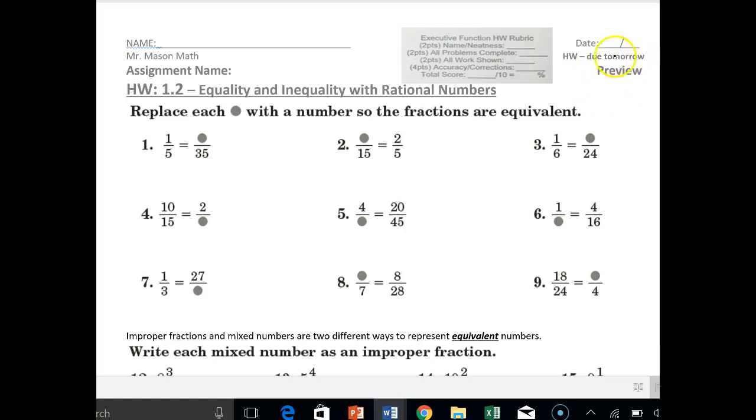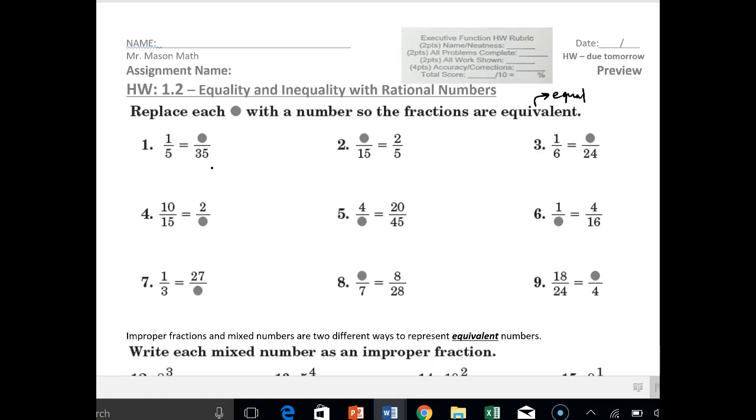This is a preview homework. It says replace each blank circle with a number so that the fractions are equivalent. The word equivalent means equal. So basically we have 1/5, and what fraction is equivalent or equal to 1/5?